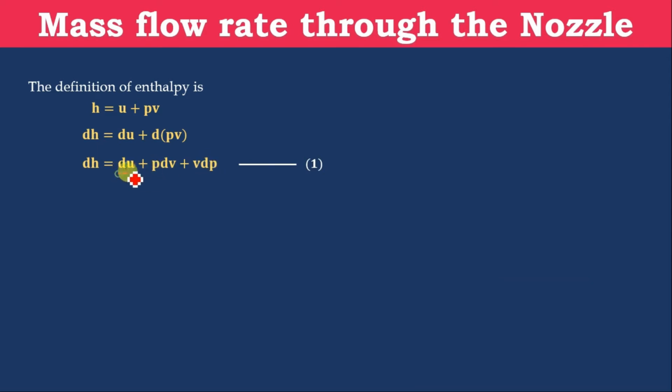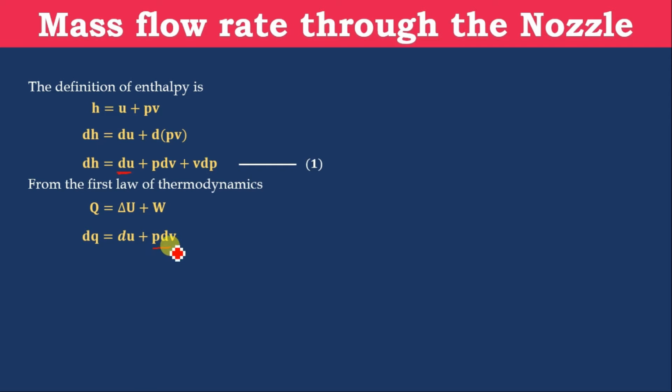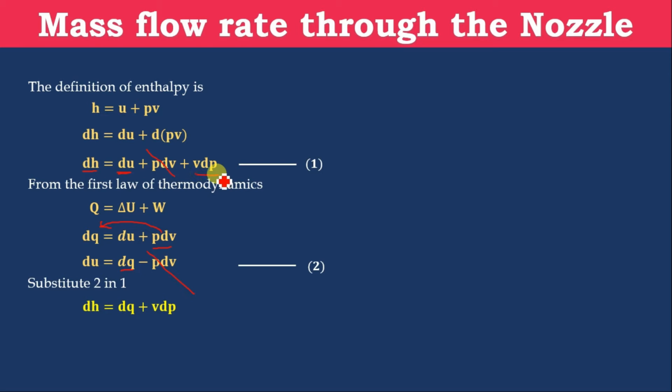From the first law of thermodynamics, find out what is du, that is the change in internal energy. We know that Q is equal to delta U plus W. Then dQ is equal to du plus pdv. From this equation, du is equal to dq minus pdv. Let's take this as equation number 2. Now substitute equation number 2 in 1. This minus pdv and this plus pdv will get cancelled. This dq will be there. So the final equation will be dH is equal to dq plus vdp.